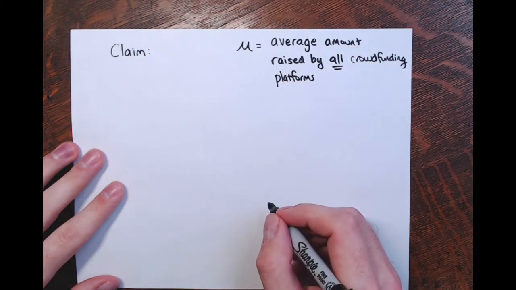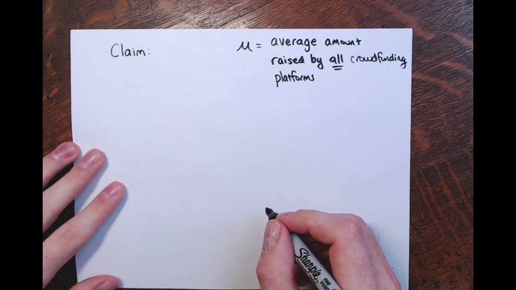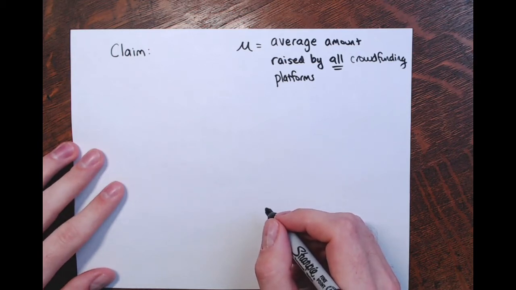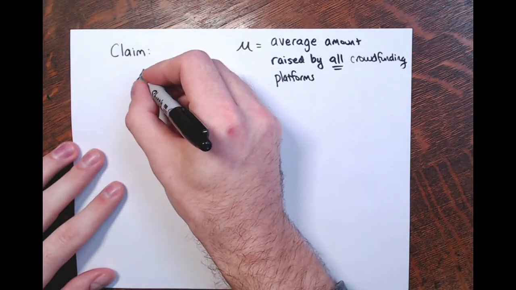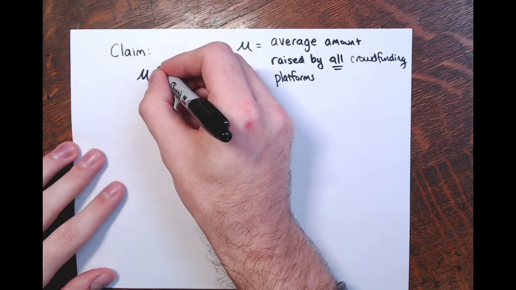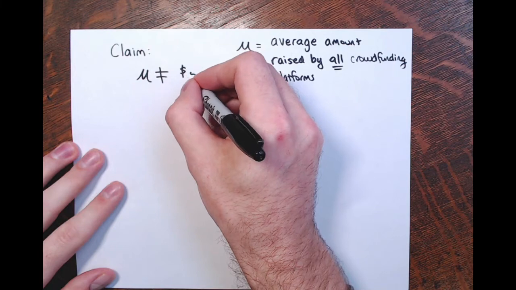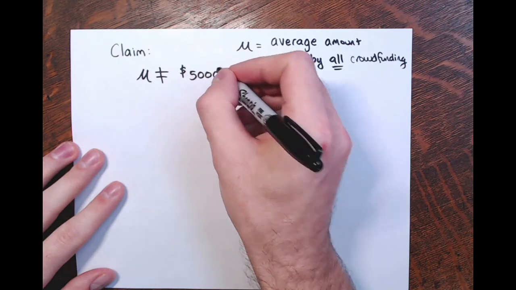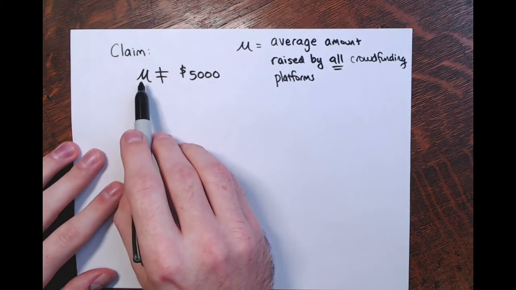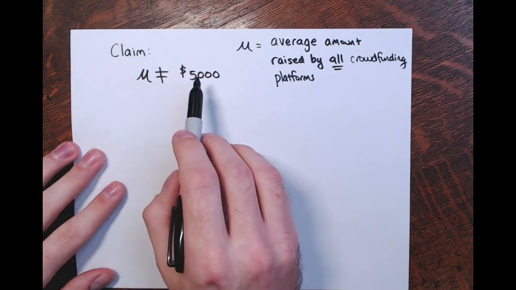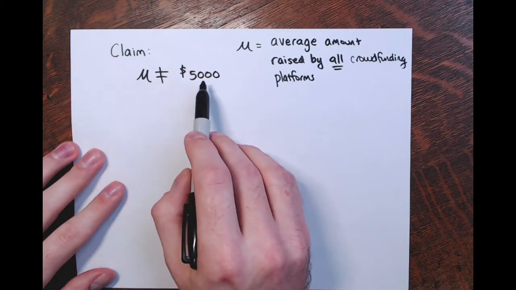Now this claim that's going to be tested: I said this business would like to test the claim that the average amount of money raised on a crowdfunding platform is different than $5,000. So the claim they're testing is this. They want to test the claim that this average amount of money raised is different than, not equal to, $5,000.